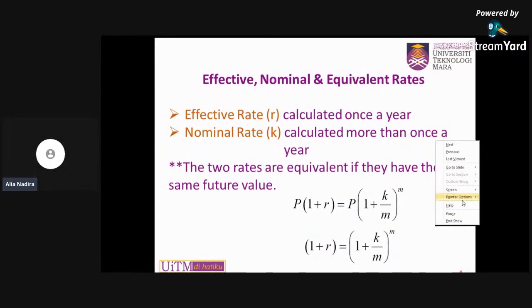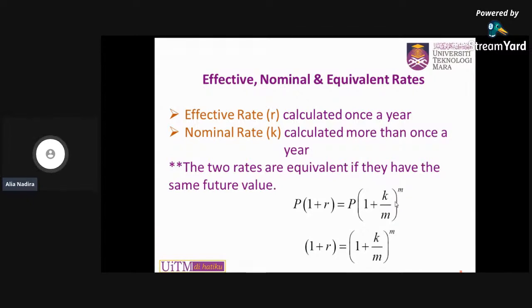Okay, so here we have effective rate. Okay, effective rate means we have R. Normally we calculate it once a year. In compound interest we have K. K is calculated more than once a year. So katakanlah, now you nak convert lah. Actually these two rates are equivalent if they have the same future value.